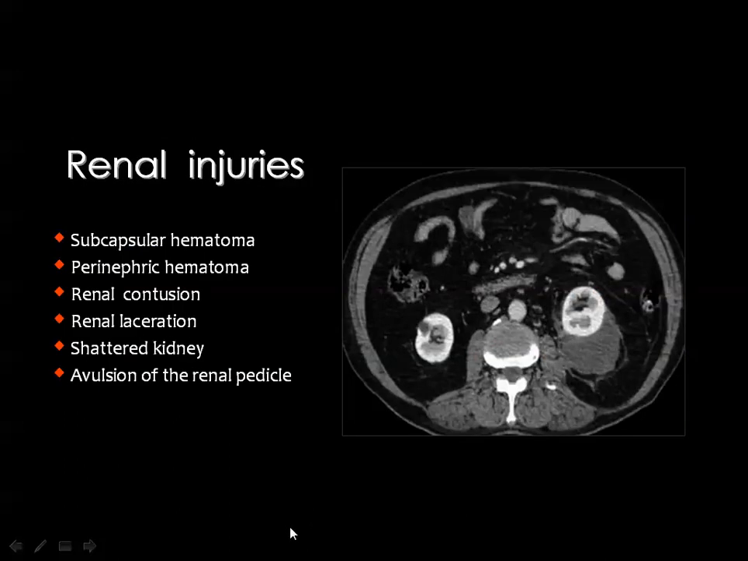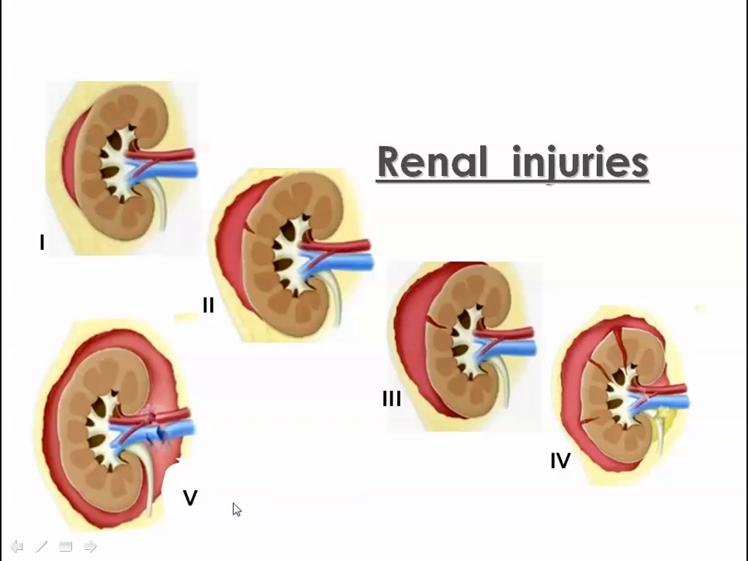And this is an example of subcapsular hematoma in the kidney, and these are the possible renal injuries after a blunt abdominal trauma: subcapsular hematoma, perinephric hematoma, renal contusion, renal laceration, shattered kidney, and avulsion of the renal pedicle.